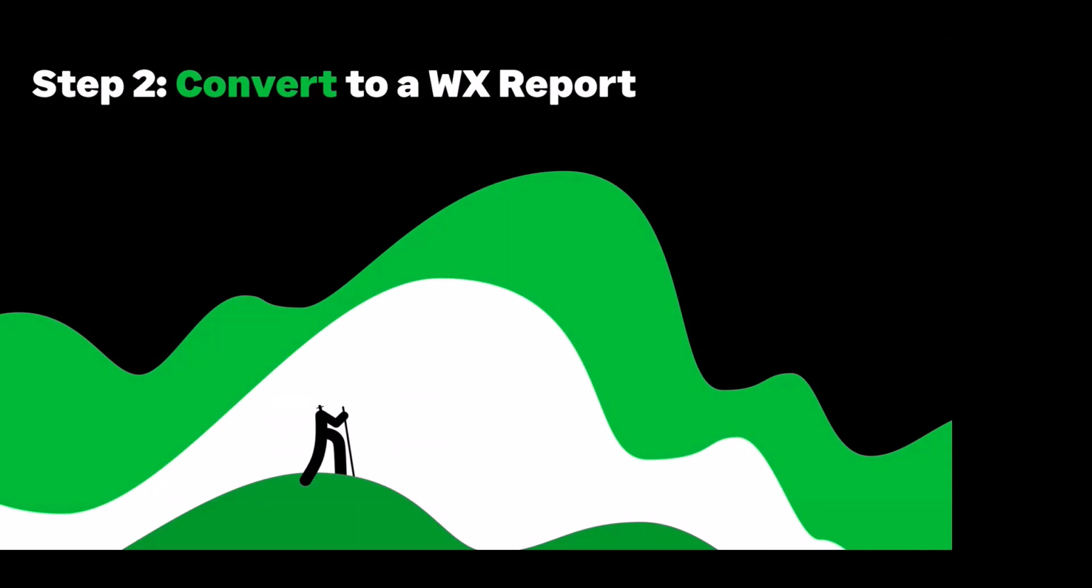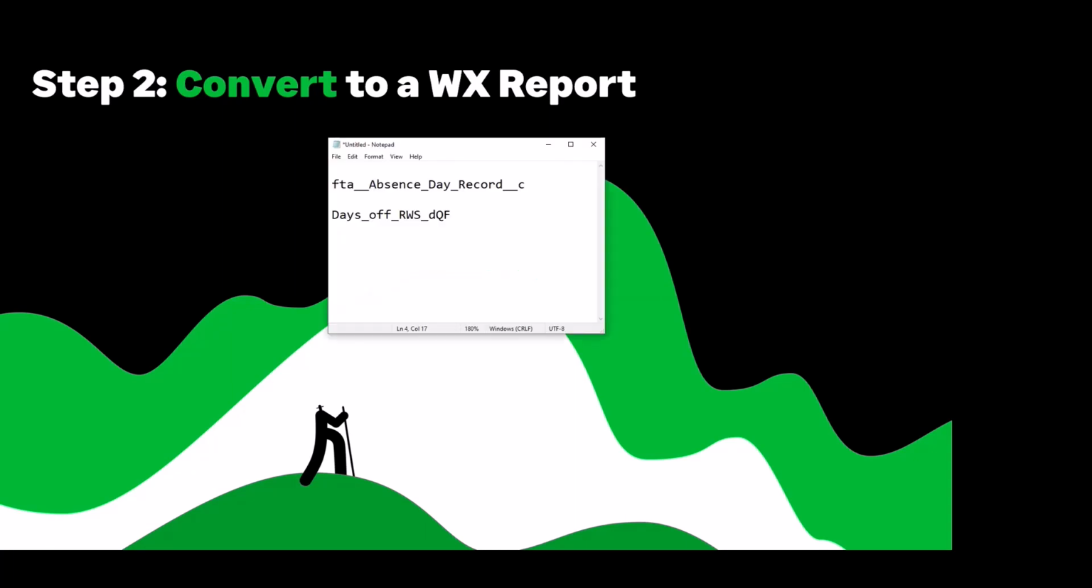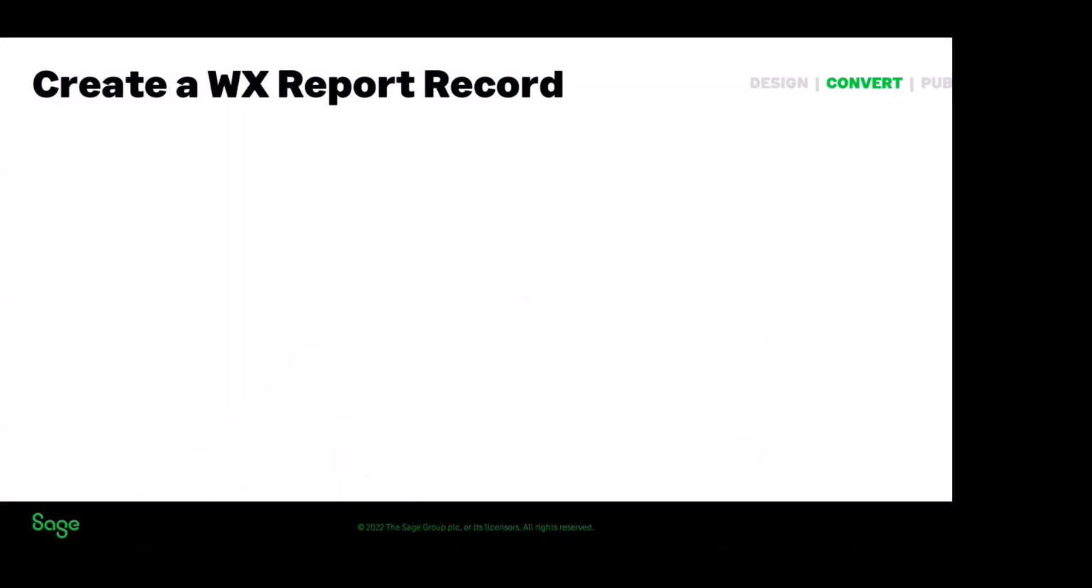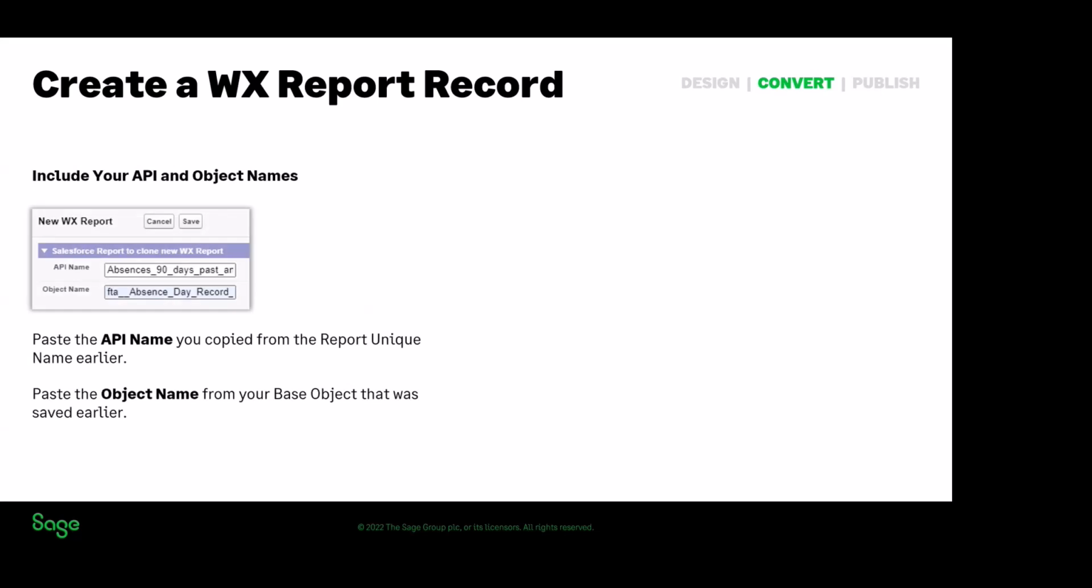Okay, the next two steps go very fast. Step 2, we need to take this Salesforce operational report and convert it into a format that's going to work for WX. This is a very clever part of the product that works very easily as long as we have those two things that you saved. So we are going to put those things to good use right now. We need to go over to the WX reports section of our app launcher, and we are going to drop those two things in.